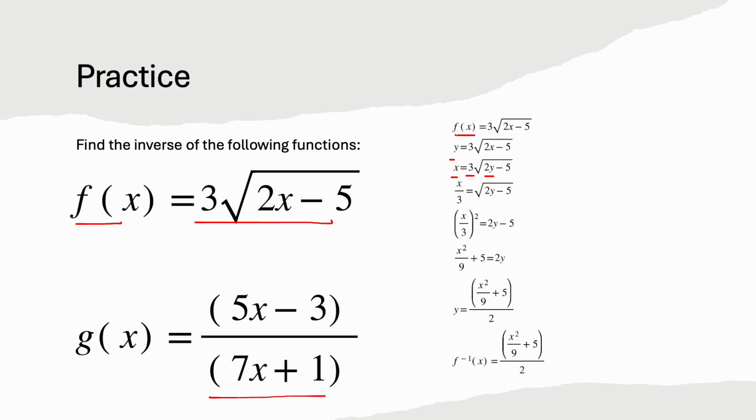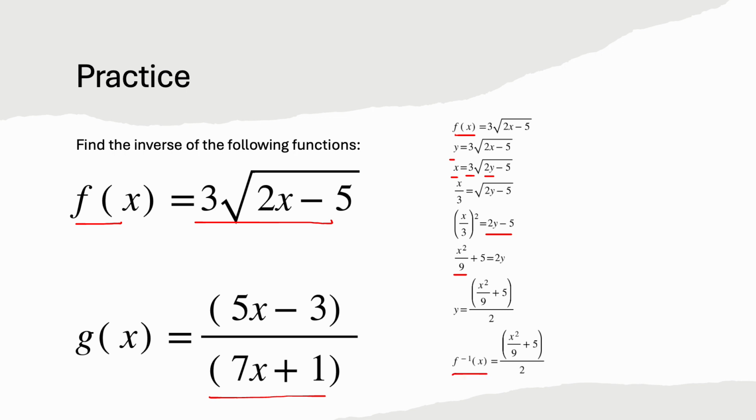Then we're going to divide both sides by 3, right? So we have x over 3 is equal to the square root of 2y minus 5. We're going to square both sides to get rid of the square root. So we get x over 3 squared is equal to 2y minus 5. We're going to just solve that really quickly. So it's going to be x squared over 9 is equal to 2y minus 5. Add 5 to both sides, right? So we get x squared over 9 plus 5 is equal to 2y. And then finally, we're going to divide everything by 2 to isolate y. So we get y is equal to x squared over 9 plus 5, all of that over 2.